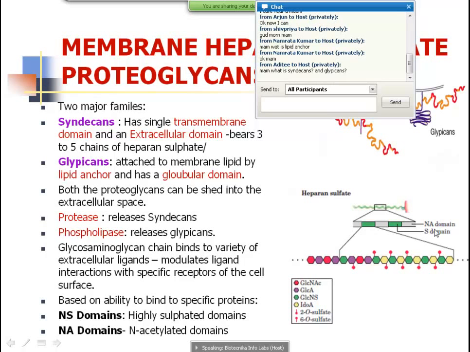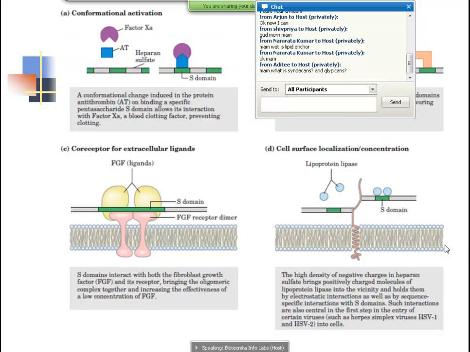It is at this S domain, also called the NS domain, which is highly sulfated, so that is why it stands for S. That domain is where the interactions are carried out. The binding of several proteins takes place at the S domain of this heparan sulfate glycosaminoglycan, which is attached to a core protein. So let us see how that happens.